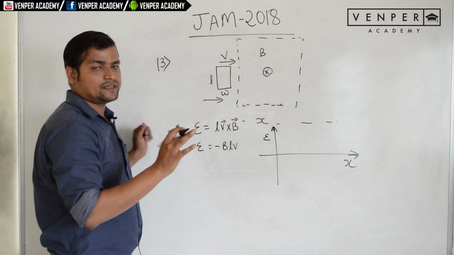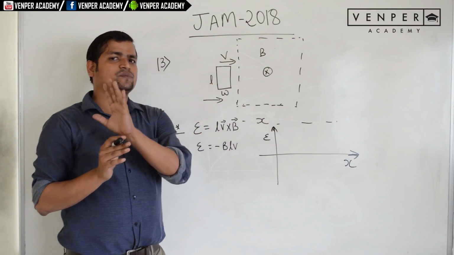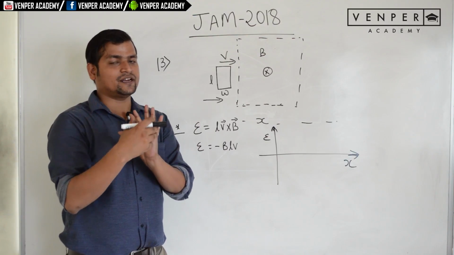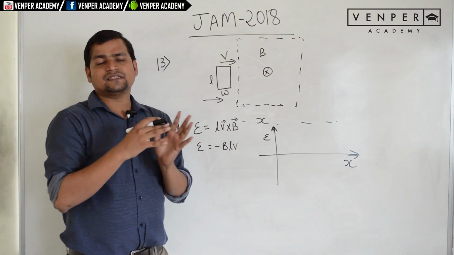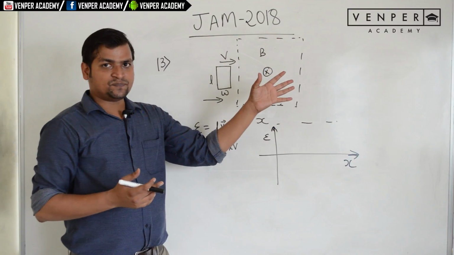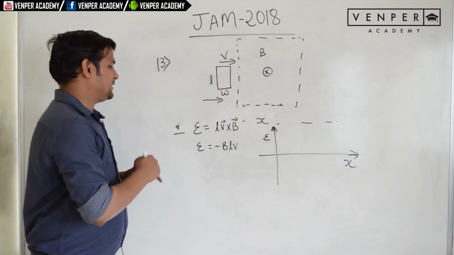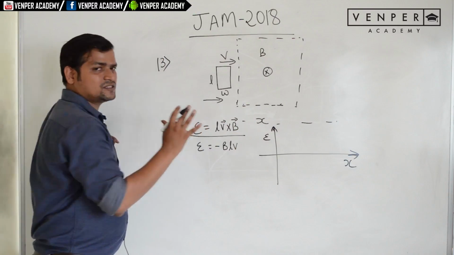Okay, we know one thing, that EMF is equal to V L cross B. Actually, that formula of EMF we get from E equal to minus d phi by dt, and phi you can calculate as B dot dA. Clear?